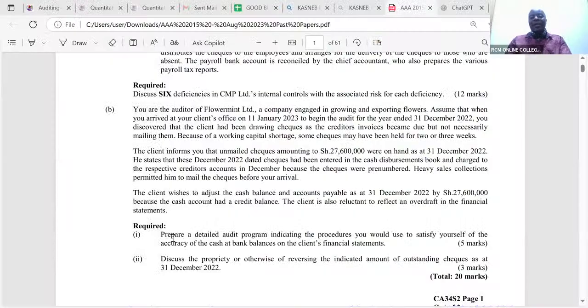So we are required here to prepare a detailed audit program indicating the procedures you would use to satisfy yourself of the accuracy of the cash at bank balances on the client's financial statements. Discuss the propriety or otherwise of reversing the indicated amount of outstanding checks as at 31st December 2022.